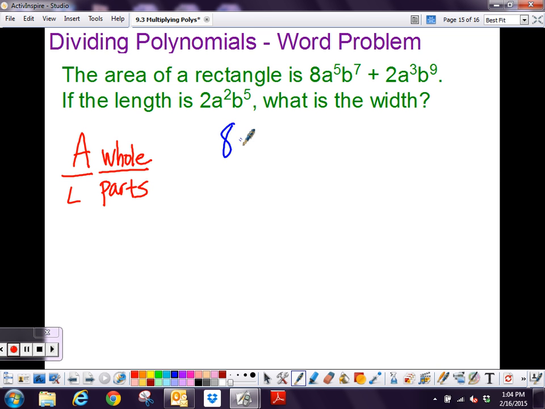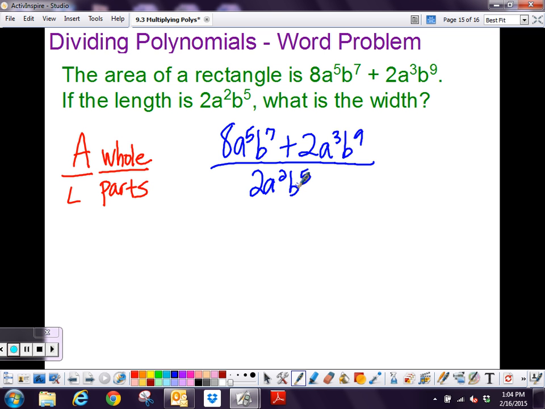So I have 8a to the 5th, b to the 7th, plus 2a cubed, b to the 9th, divided by 2a squared, b to the 5th. Don't try to do this in your head before you write it all out, because these get a little complicated. All right, so here we go. I've got 8 divided by 2, so that's 4. My a's, I have 5 minus 2, so that's a to the 3rd. My b, 7 minus 5, that leaves me with b squared.